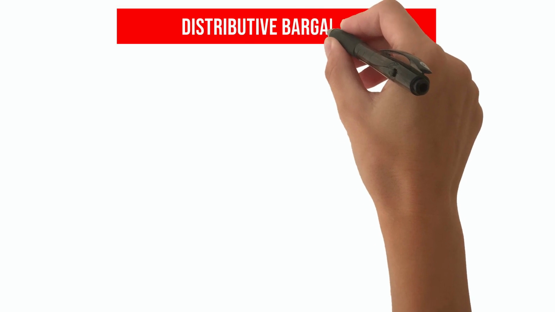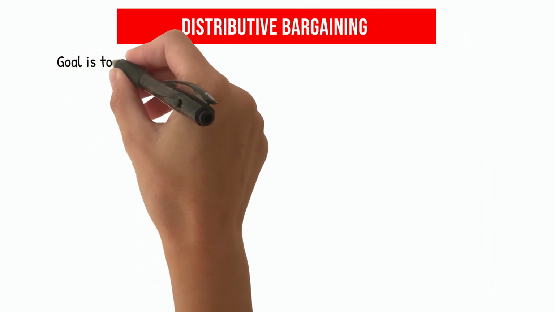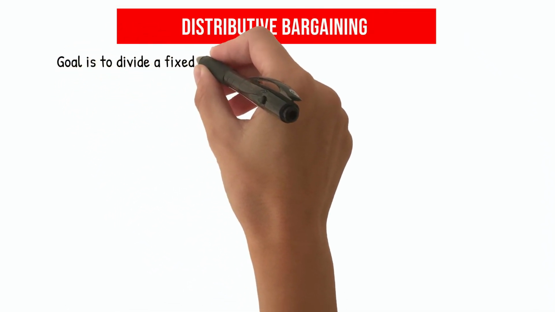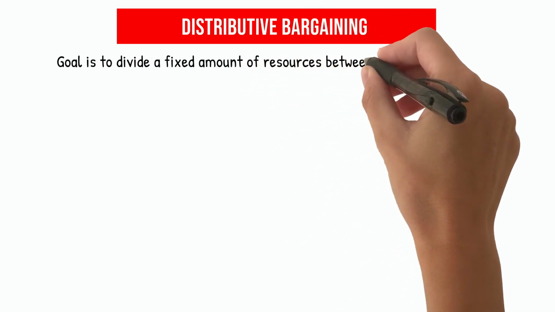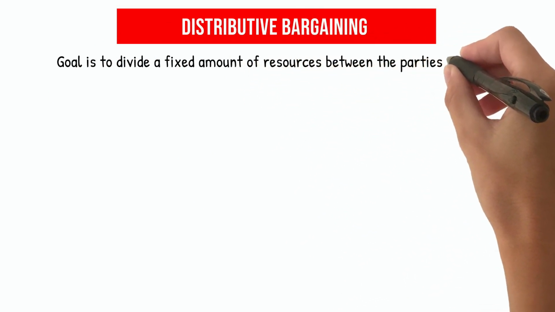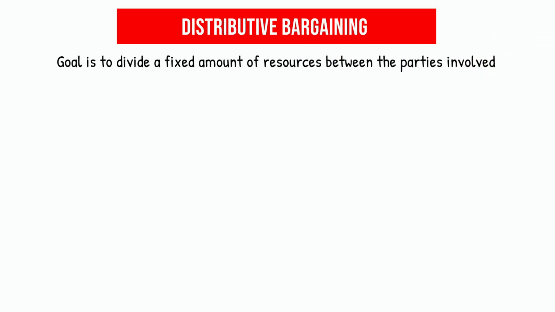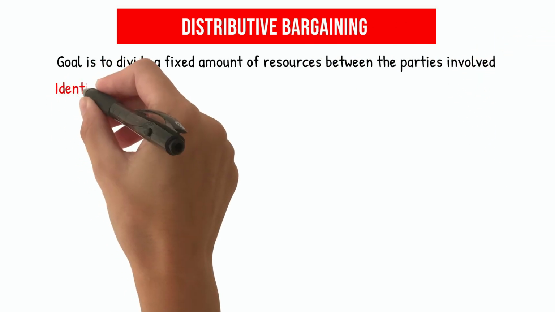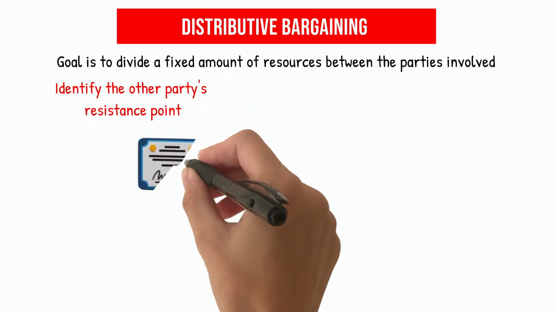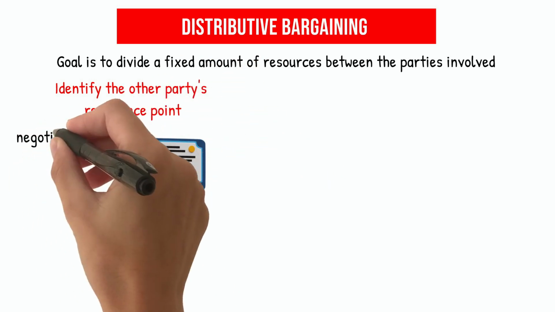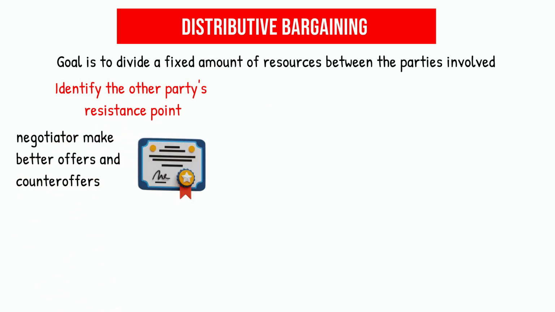Distributive bargaining. In distributive bargaining, the goal is to divide a fixed amount of resources between the parties involved. To achieve the best outcome for oneself, a negotiator should focus on the following 4 crucial tactical tasks. Identify the other party's resistance point. Understanding the other party's resistance point can help a negotiator make better offers and counteroffers to reach a favorable agreement.